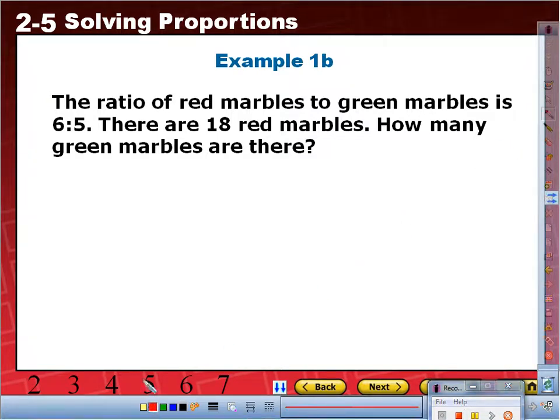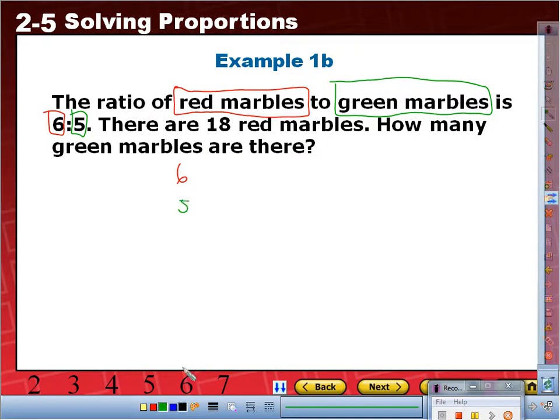Okay, let's see. Who boxed with red marbles? Okay. And who boxed with green marbles? Okay. So therefore, which marbles were mentioned first? The red. So therefore, which of these two numbers corresponds to the red marble? The 6. Which one corresponds to the green? The 5. So I'm going to write my ratio. This is 6 over 5. There's my ratio. Now let's see what it says.